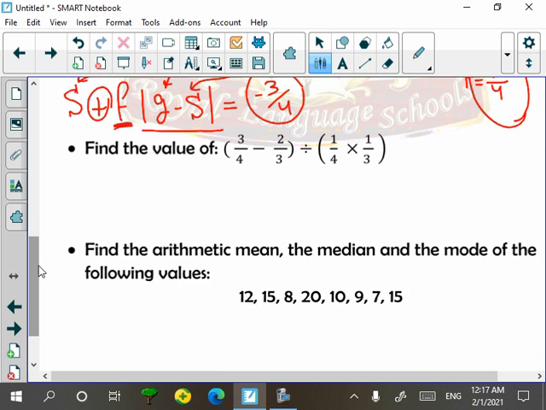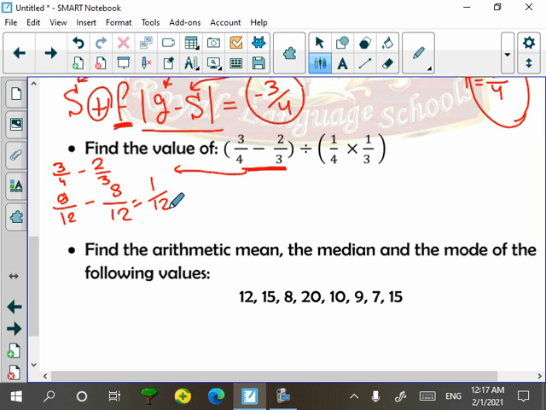Find the value of 3 over 4 minus 2 over 3, divided by 1 over 4 times 1 over 3. How can we solve the first term? 3 over 4 minus 2 over 3. The common denominator will be 12. 4 times 3 equals 12, 3 times 3 equals 9, 3 times 4 equals 12, 2 times 4 equals 8. Then 9 over 12 minus 8 over 12 equals 1 over 12.